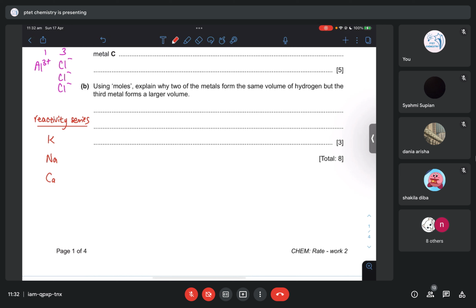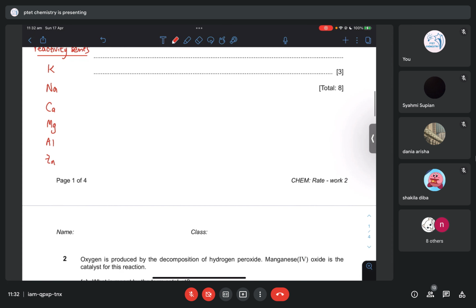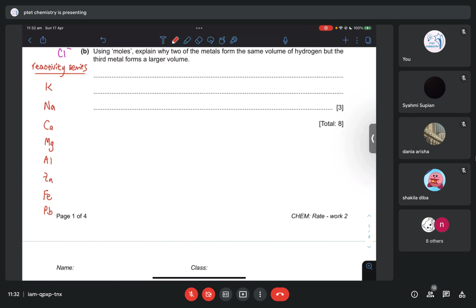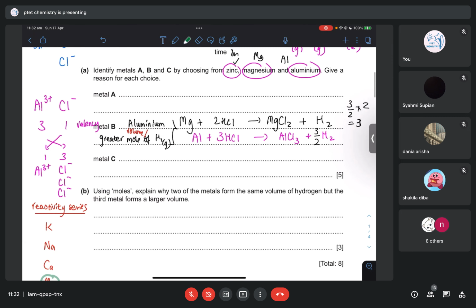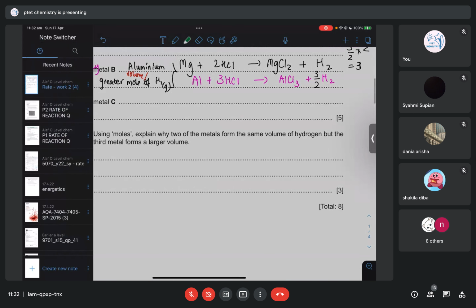Then calcium, that is Ca, and then this is your Mg and Al. So K, Na, Ca, Mg and Al, and then your zinc, and then the next one is iron, and then the next one is lead, and after that what you get is hydrogen. And copper, sorry, not copper, carbon. Carbon comes somewhere there, and carbon is quite important because sometimes you use carbon as a reducing agent. So you need to know where the carbon is in your reactivity series. The three metals we have are magnesium, zinc, and aluminium.